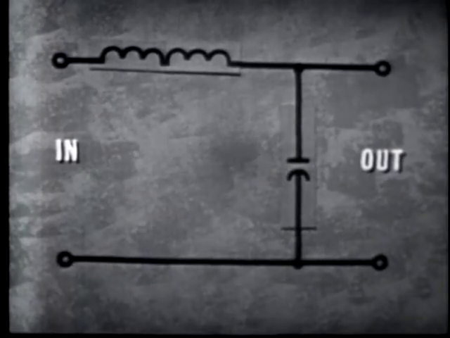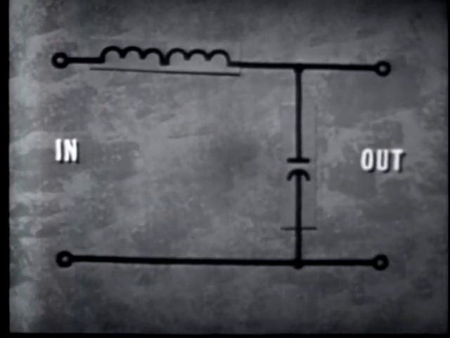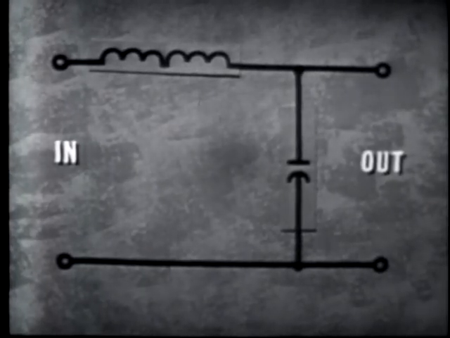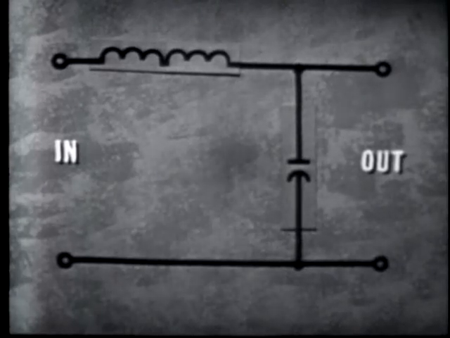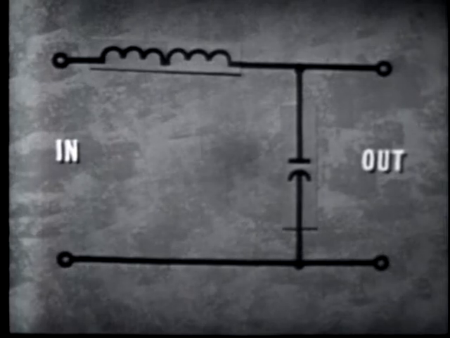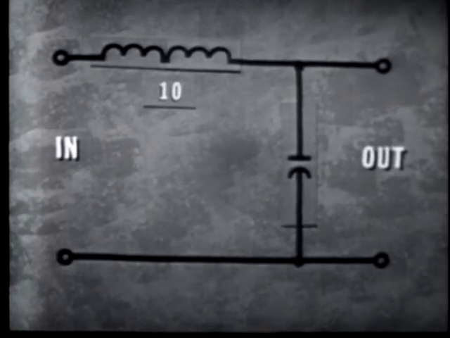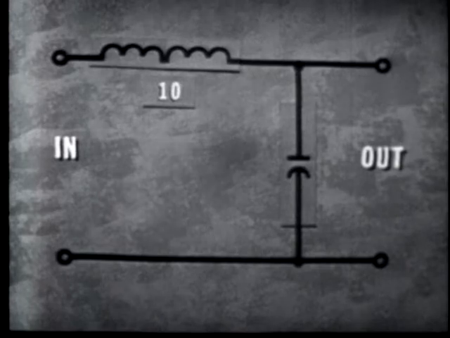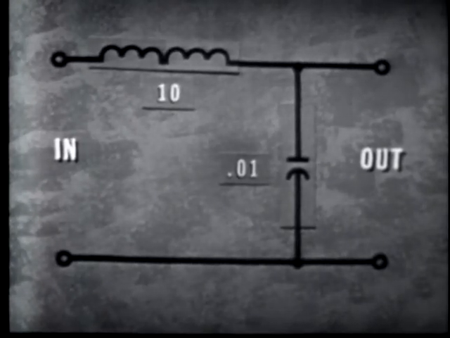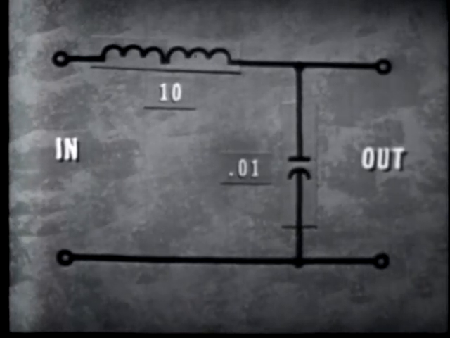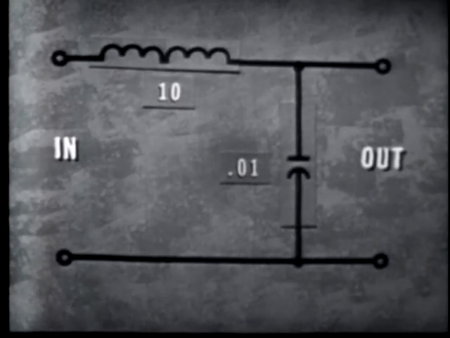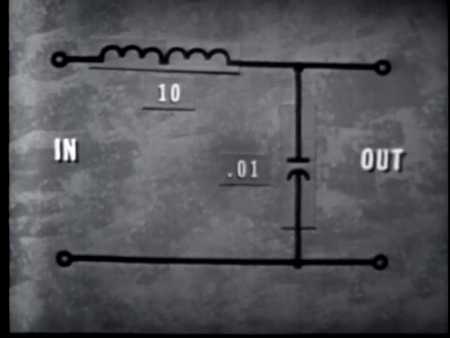The inductor in the series position of this filter will pass low frequencies but reject high frequencies. The specific frequency range the filter will affect will depend, of course, on the size of the components. If the inductor is 10 henries and the capacitor is 0.01 microfarads and the output is hooked up to the scope, as in our demonstrations, the frequencies passed will be below 600 hertz. Those above that value will be rejected.